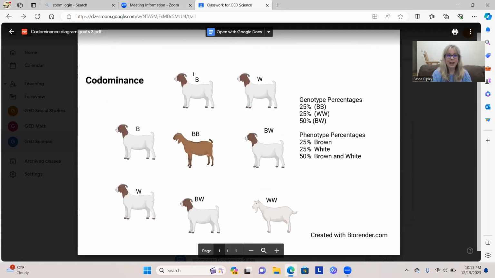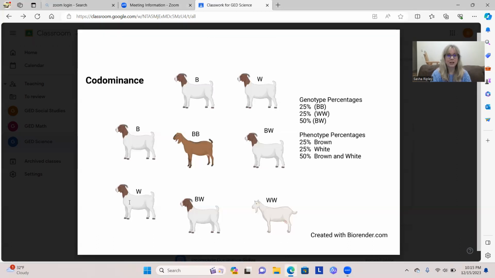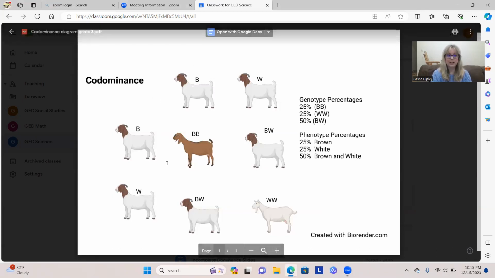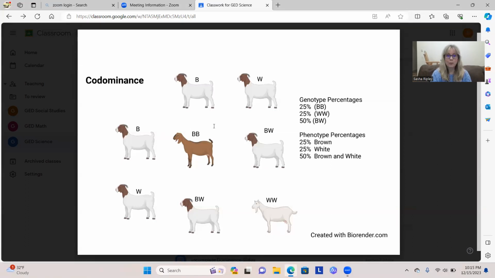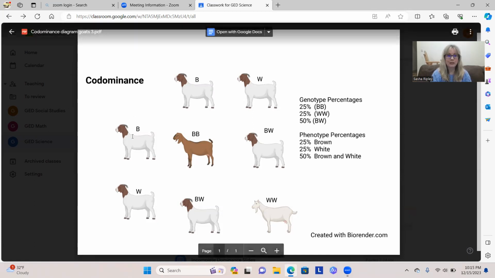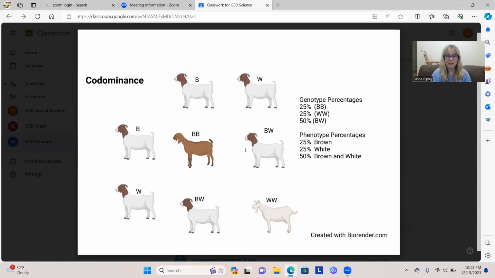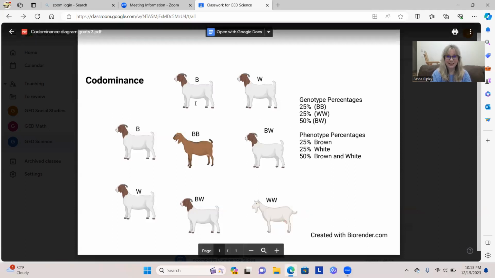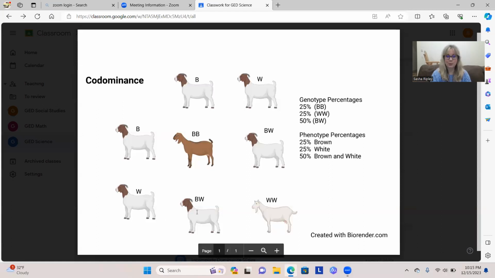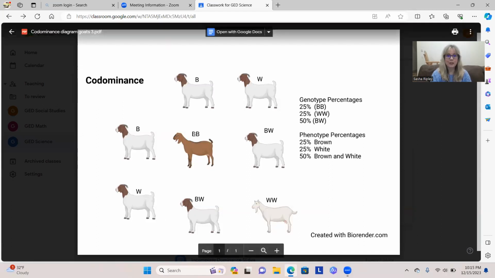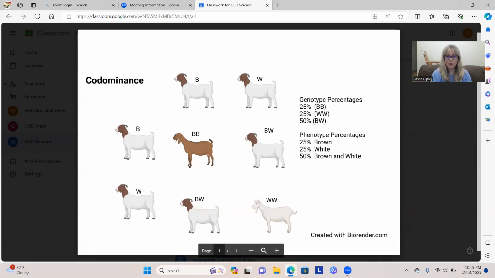Okay, here we have two heterozygous genotypes, two brown and white goat parents. All right, so I will get a B allele here, a B allele here, so this first offspring will be BB genotype. Then I'm going to get a W allele here and a B allele here. This offspring will be BW. Then I've got a B allele here and a W allele here. This offspring BW. And finally a W here, a W here. This offspring WW.